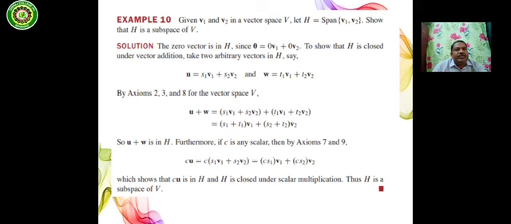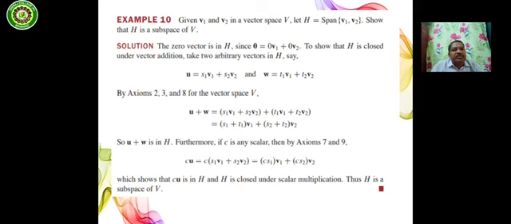So what is the first axiom? u plus w. So u plus w value we get is s1 plus l1 into v1 plus s2 plus l2 into v2. So here it is a linear combination of v1 v2. So we say that u plus w is an element of H, so u plus w in H. So that second property is satisfied.